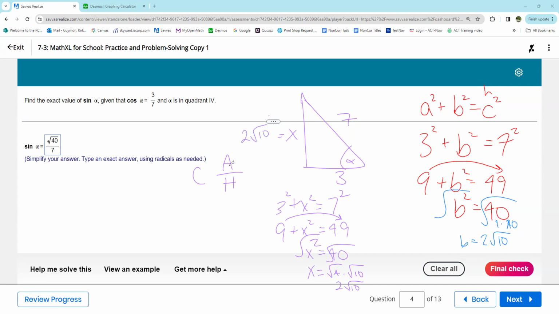All right, we'll not give up. I keep telling you guys, don't give up. Let's not give up. And we're looking for sine. So it's opposite over hypotenuse. Opposite side.